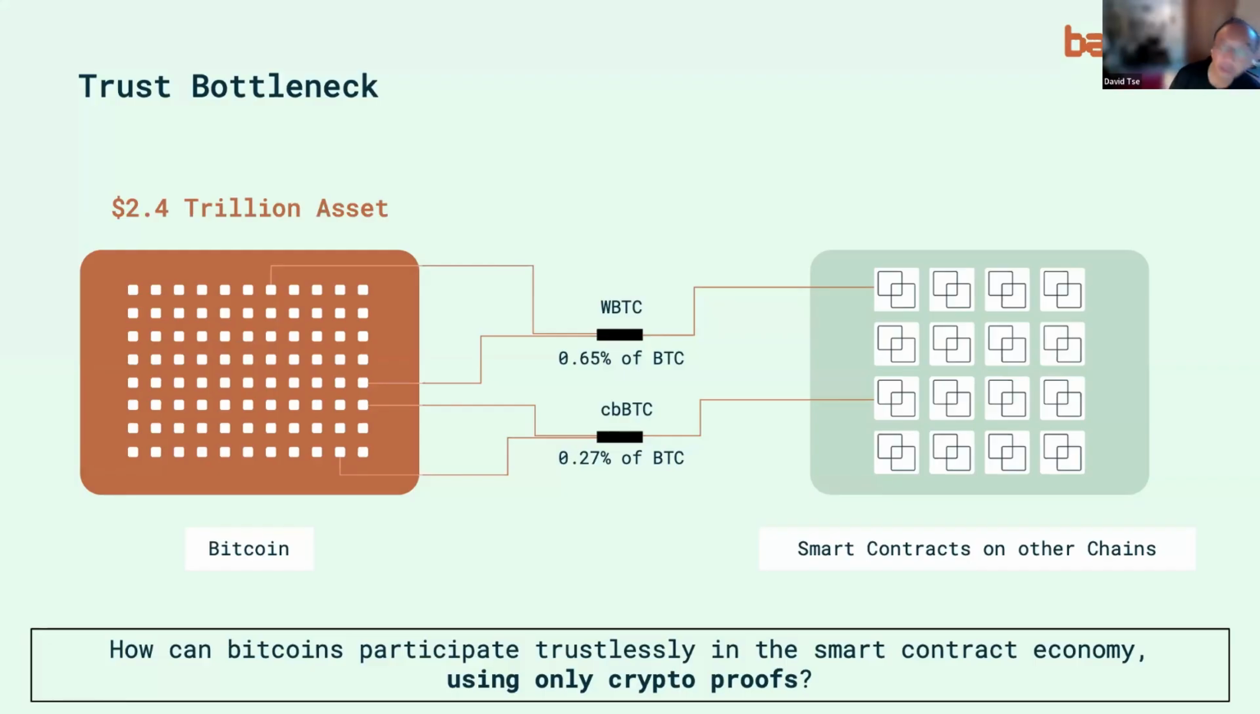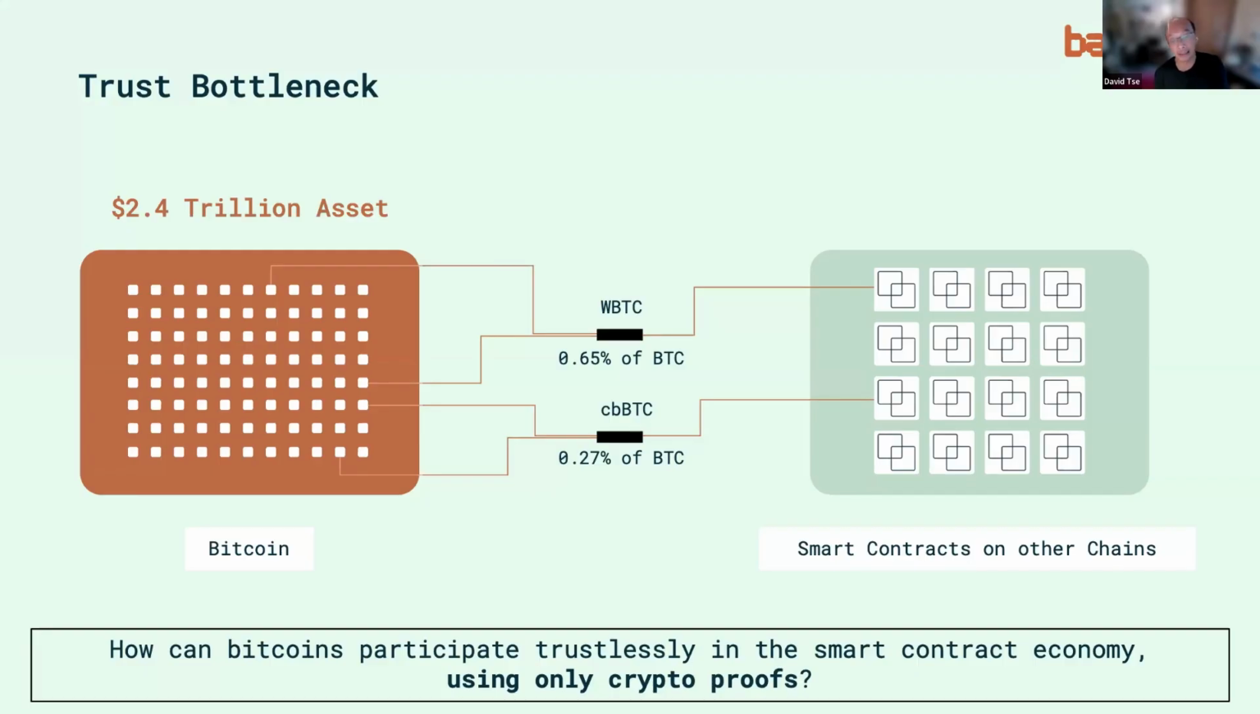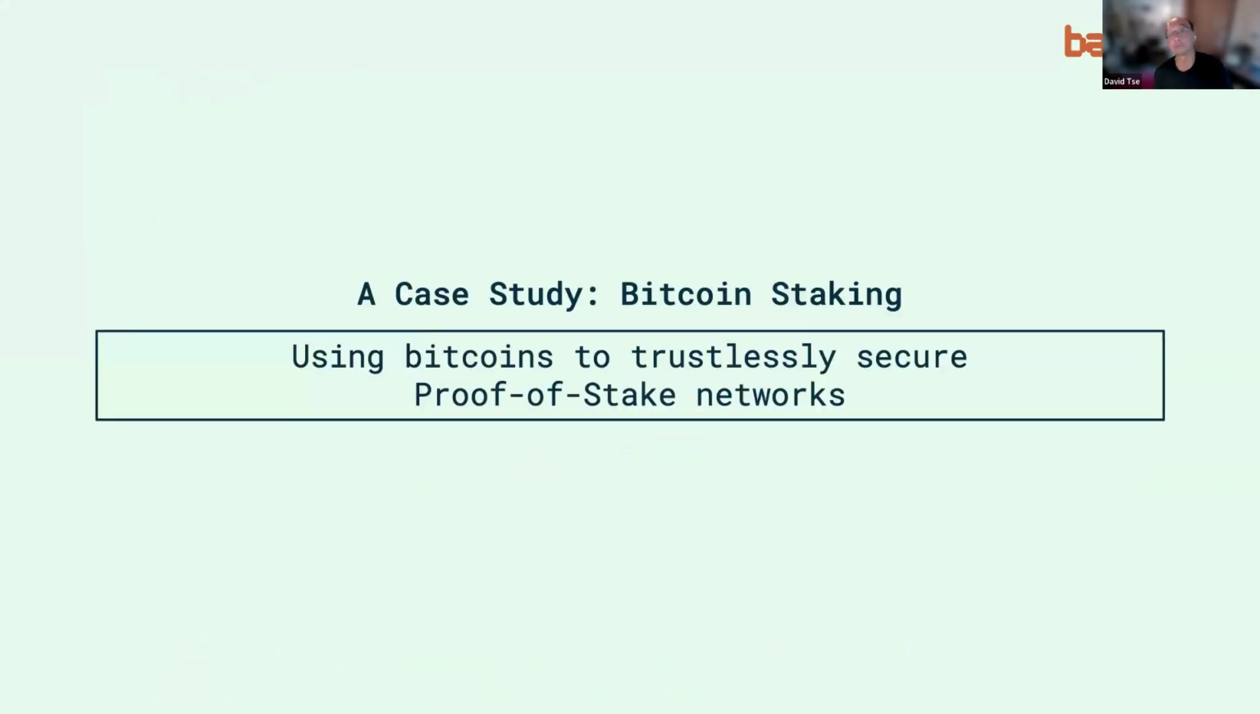Okay. Yeah. So I think this problem is very interesting, both from an academic and research point of view, but also from a startup point of view. In the past few years, I've launched a startup called Babylon, which tries to turn some of these concepts into reality. We built a protocol called Bitcoin staking. I would like to use this protocol as a case study to understand what it means to allow Bitcoin to trustlessly participate in the smart contract economy. And then I will talk about current work in generalizing this concept beyond staking.